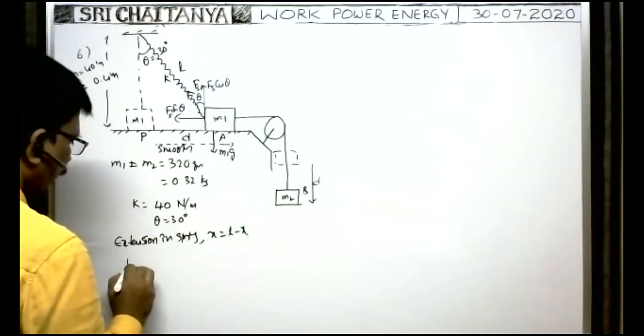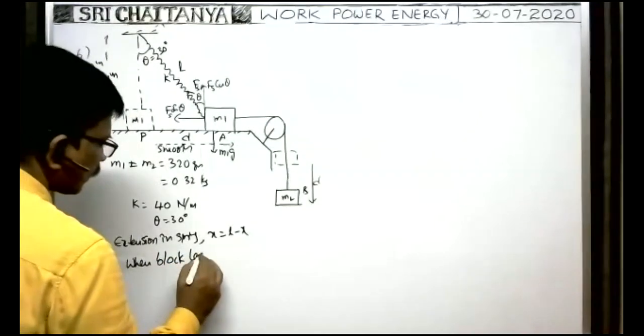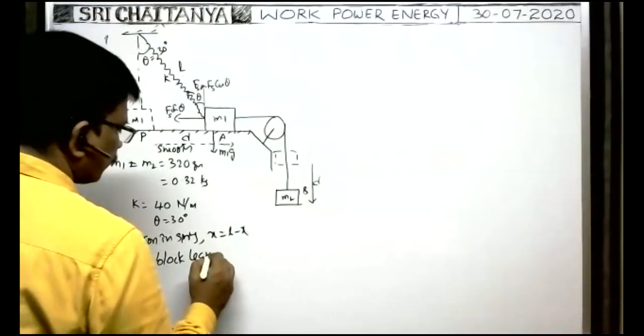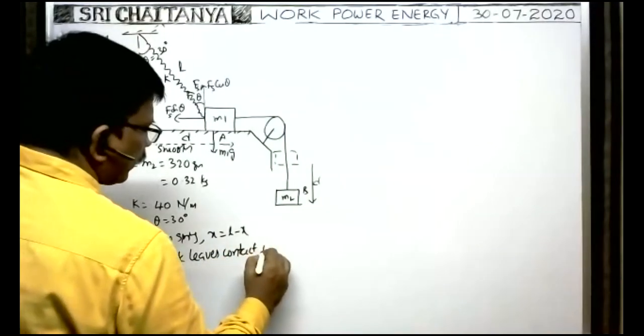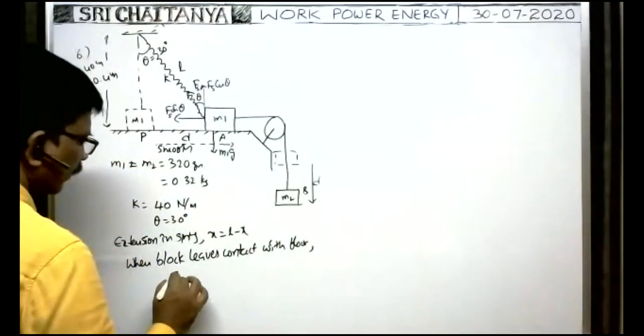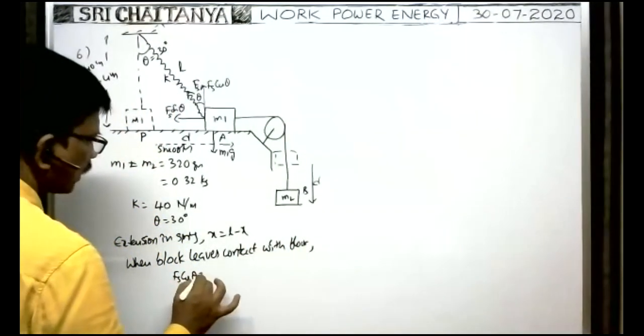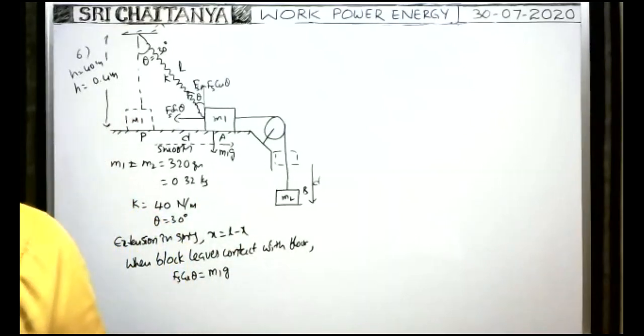That's why when the block leaves contact or breaks contact with the floor, at that time Fs cos theta must be balanced by weight M1g.